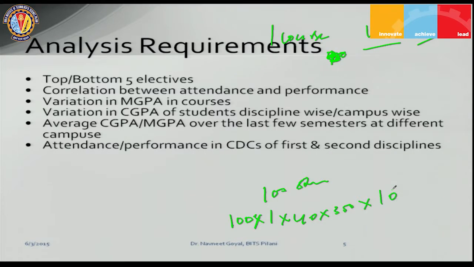Attendance and performance in CDCs and first and second year disciplines. CDCs are the core courses for a particular discipline. So we want to see attendance and performance in CDCs of first and second disciplines. Why are we calling this first and second disciplines? Because in BITS we have a concept of dual degree. Anybody who is admitted in science can opt for an additional degree in engineering, provided he is ready to spend another year with BITS. That is what comes under the concept of dual degree.